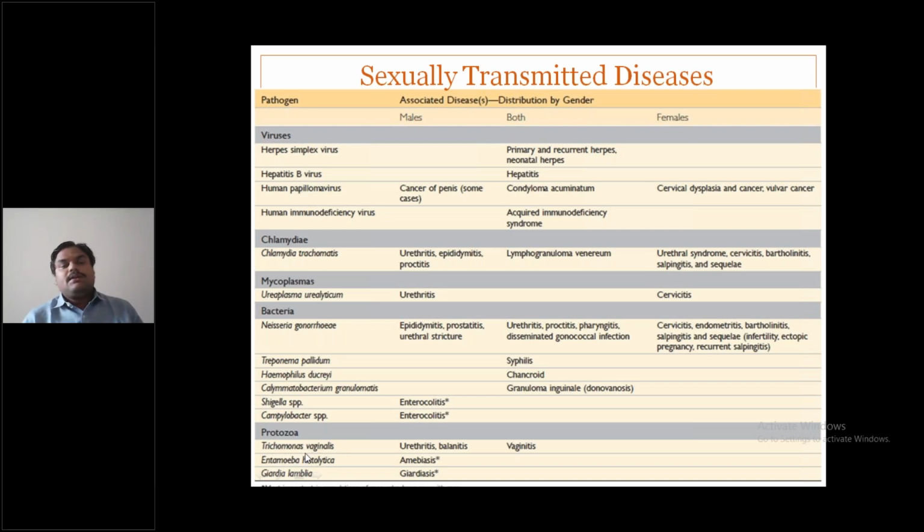Whereas Trichomonas vaginalis will cause urethritis, and in females it causes vaginitis. Entamoeba histolytica will cause amebiasis, and Giardia lamblia will cause GI infections. So this list of the sexually transmitted diseases is given in the Robbins textbook.